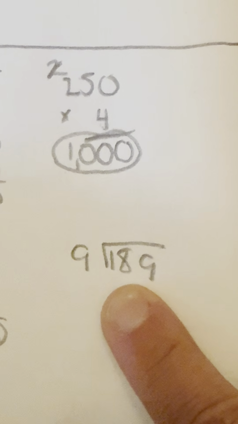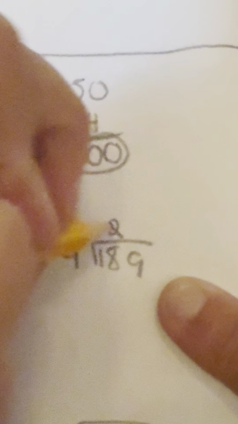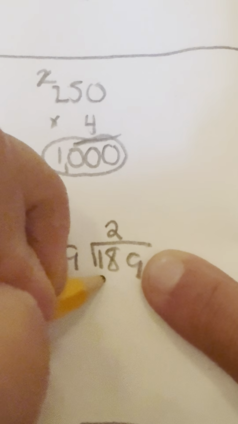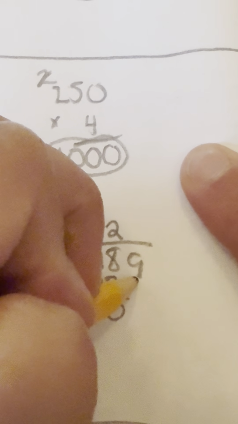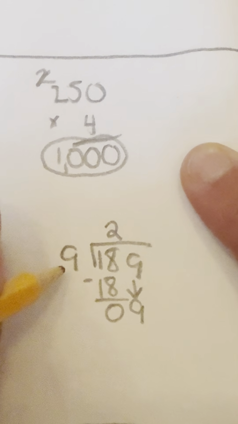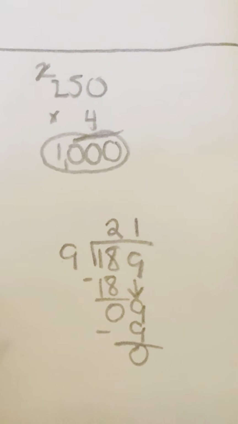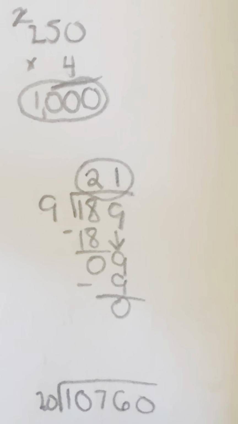Now we're going to take a look at this one. 9 can't go into 1, but it can go into 18 evenly, twice. So you're going to put the 2 over the 8, your second digit there. And then that's going to be 18. 18 minus 18 is 0. We're going to bring that 9 down, and obviously 9 can go into itself 1 time, leaving me with a 0 remainder, and my answer is 21.